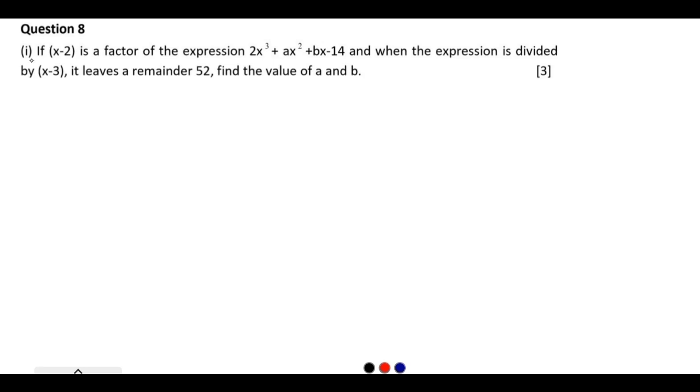Question number 8. If x minus 2 is a factor of the expression 2x cube plus ax square plus bx minus 14, and when the expression is divided by x minus 3, it leaves a remainder 52. Find the values of a and b. There are 2 unknowns and 2 conditions are given. First, x minus 2 is the factor of fx. Second, when fx is divided by x minus 3, remainder is equal to 52. Means we can make two equations in A and B. Then we can solve these equations for A and B.